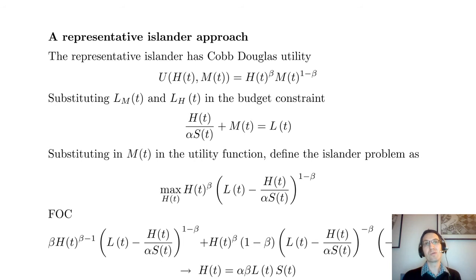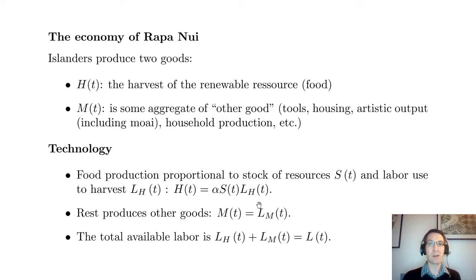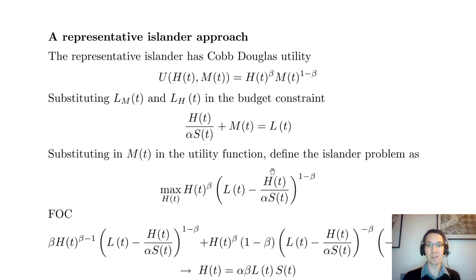One thing that we can do to simplify our lives is already substitute L_H and L_M in the total labor budget constraint to obtain this expression here. In a way, it's the same budget constraint, but now it's in terms of opportunity cost. What that means is, for instance, if I want to increase the harvest by 1 unit, then I have to sacrifice 1 over alpha S units of good M to produce it.